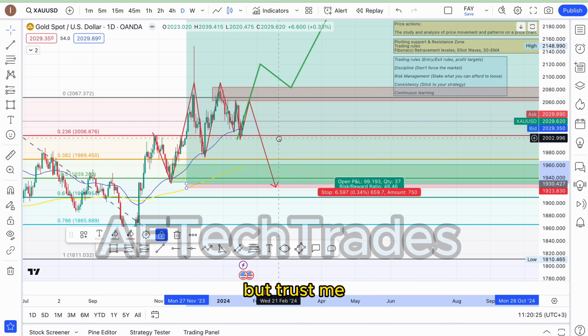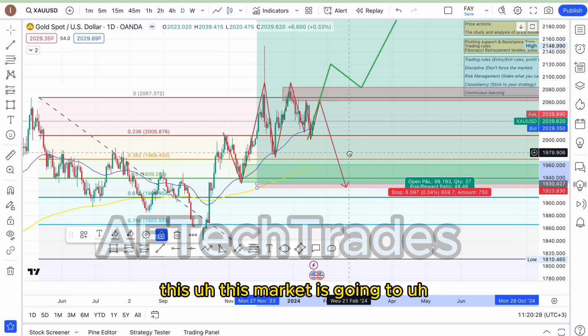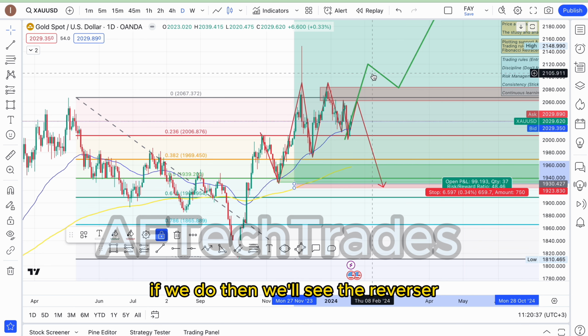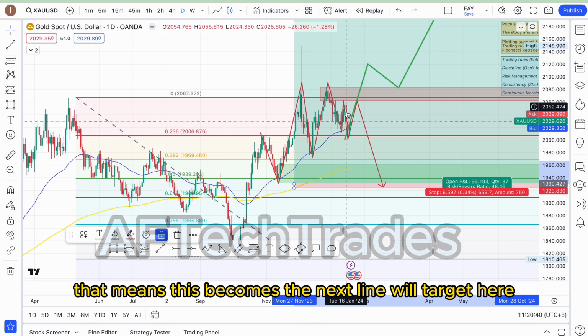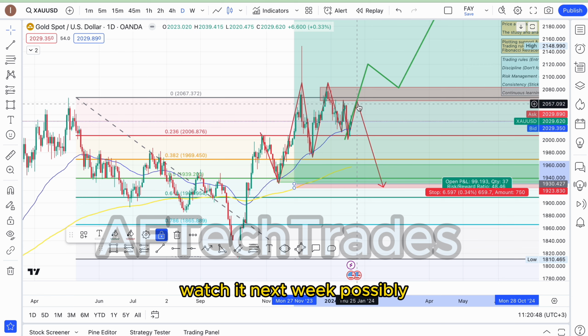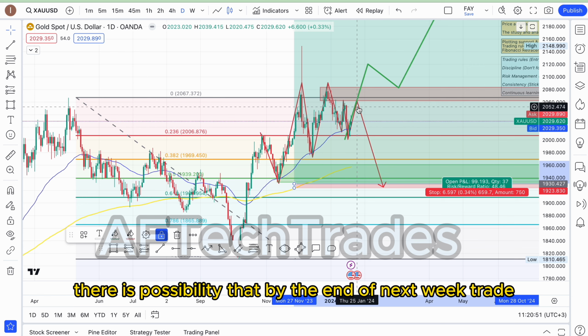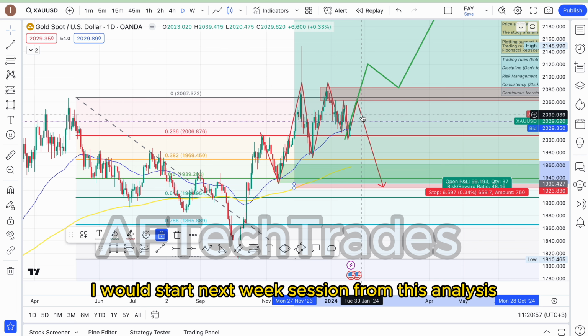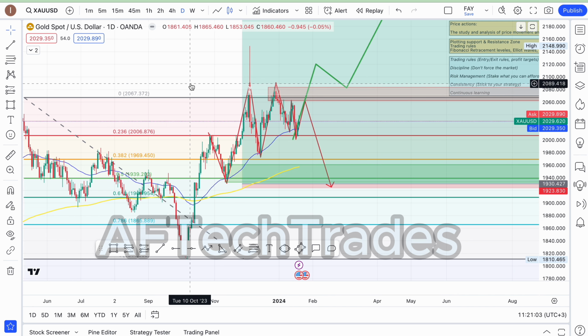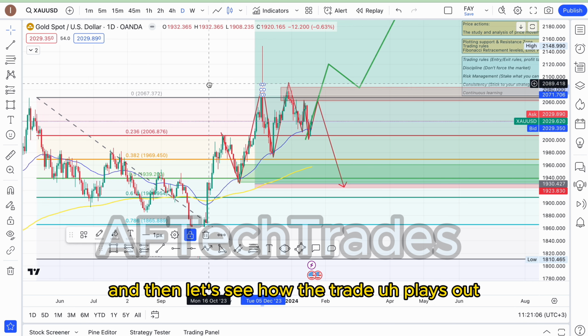It's a crazy one, but trust me, this market is going to, if it breaks this and retests without breaking down, if we might have a fake breakout here. If we do, then we see the reversal. That means this becomes the neckline. We'll target here. Otherwise, if this rebounds here, watch it next week, possibly. I don't know. Yes, there is a possibility that by the end of next week's trade, this will form. I would start next week's session from this analysis. So I'm going to screenshot this also and keep, and let's see how the trade plays out.